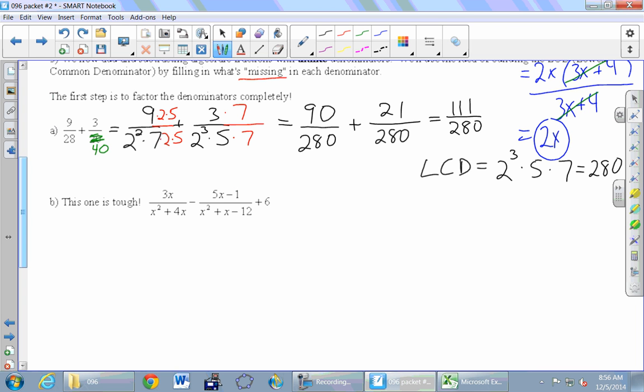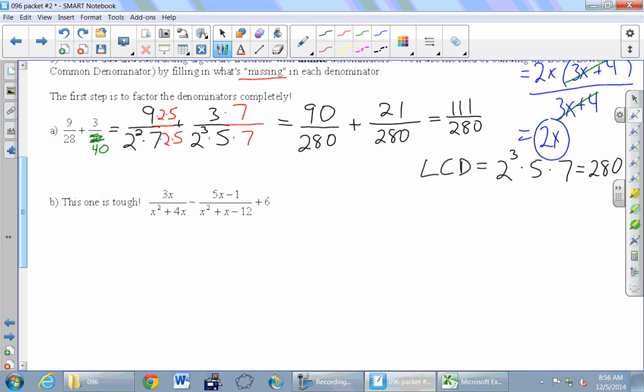And as usual, we still have to simplify if we can. Now, there aren't that many numbers that go into 111. Does anybody happen to know a number that goes into 111? So 11 looks like it goes in, but I don't think it does, because 11 times 10 is 110. So close.